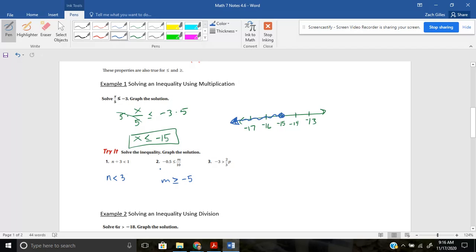Maybe you had -5 on the left and m on the right, and then remember you just need to reverse this inequality. Both of these are true, but when you're graphing, writing m first is a little easier for telling which direction you need to shade. And lastly, number 3, you should come up with p is less than negative 9 halves.